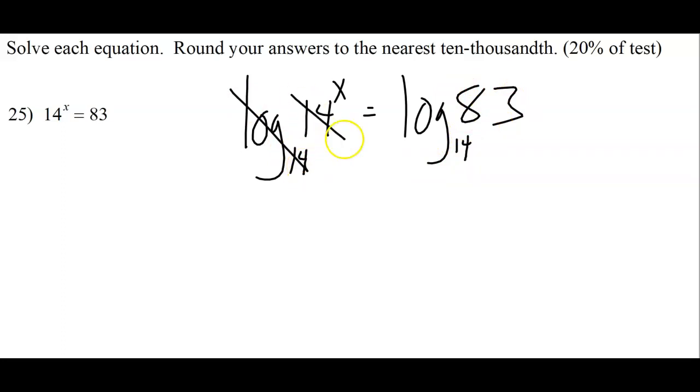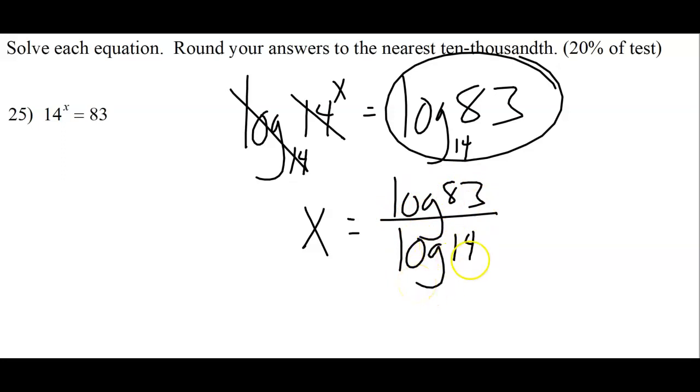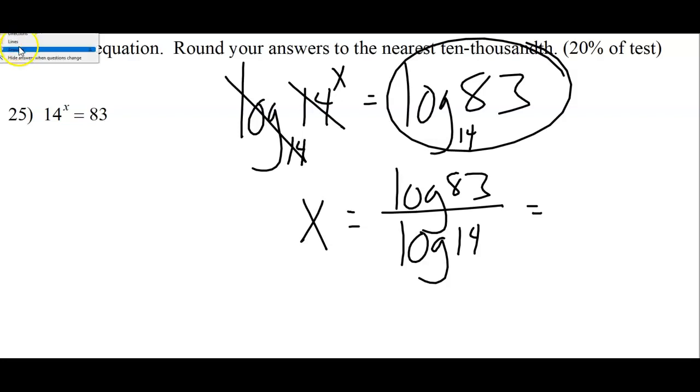On the left side, these cancel out, which is the reason I did it. On this side over here, we're going to use the change of base, where you do log of 83 with a base of 10 divided by log of 14 with a base of 10. And from there, it's going to be a calculator problem. We would end up getting about 1.6744. Go ahead and move on to our next question here.